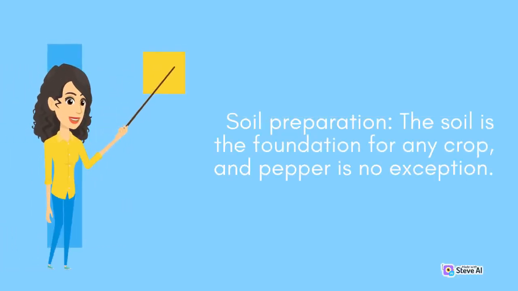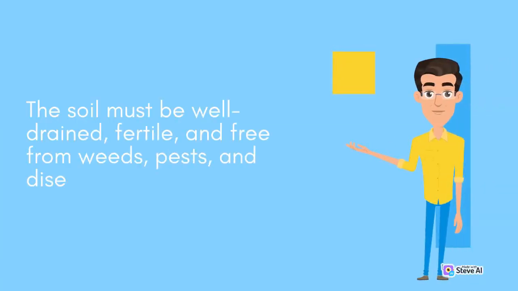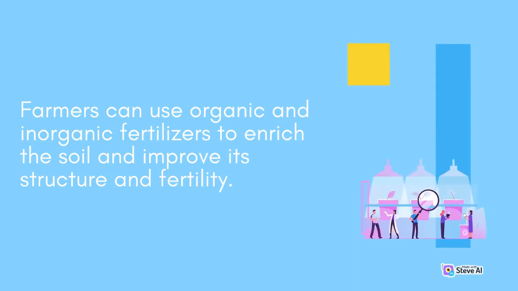Soil preparation. The soil is the foundation for any crop, and pepper is no exception. Before planting pepper, the soil must be prepared adequately to provide the necessary nutrients, water, and oxygen for plant growth. The soil must be well drained, fertile, and free from weeds, pests, and diseases. Farmers can use organic and inorganic fertilizers to enrich the soil and improve its structure and fertility.